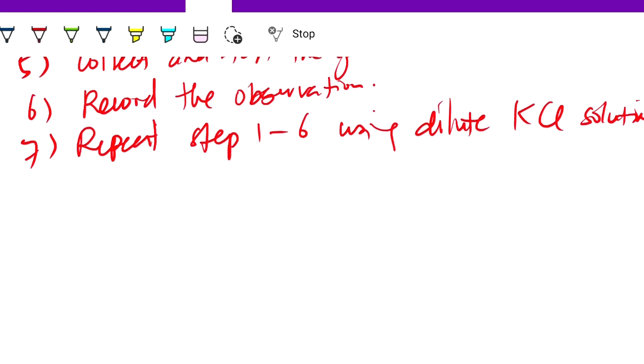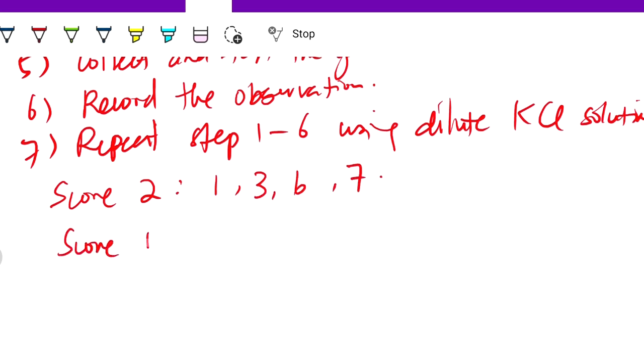So remember, for score 3, you must make sure that you complete all the 7 steps. Score 2 would be steps 1, 3, 6 and 7. Score 1, idea of electrolysis, let's say step 1 and step 3.